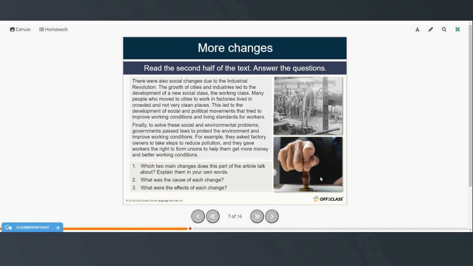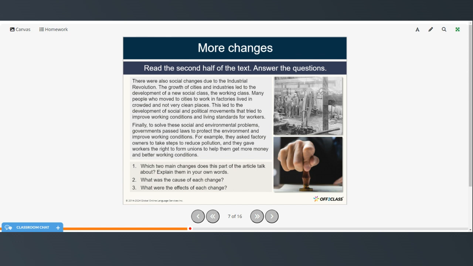All right, we're going to read the second half of this text and then answer the questions. Again, you can pause the video and read on your own or follow along as I read. There were also social changes due to the Industrial Revolution. The growth of cities and industries led to the development of a new social class, the working class. Many people who moved to cities to work in factories lived in crowded and not very clean places. This led to the development of social and political movements that tried to improve working conditions and living standards for workers.